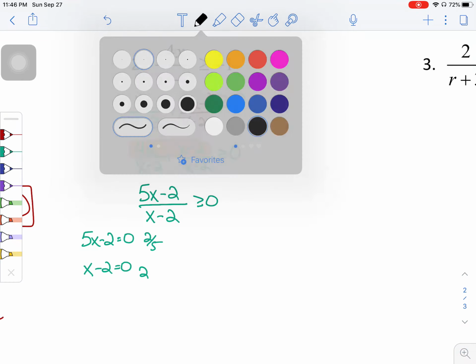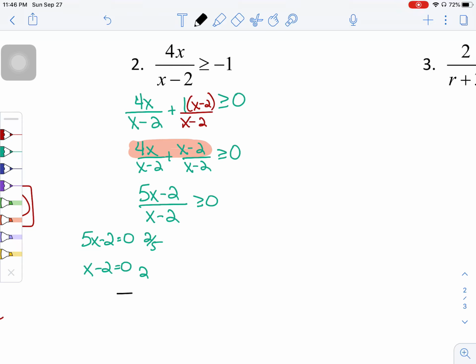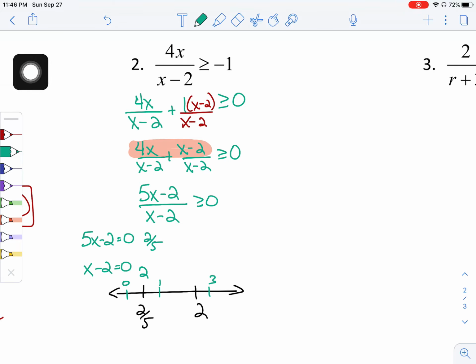Okay. So on my number line, I'm going to have 2/5, and I'm going to have 2. You could definitely test 0. I test 0, I test 1 there, and I test 3. All right. So if I test 0, that would be 0 over negative 2, so that's 0. 0 is greater than or equal to negative 1. That is a true statement. 0 is greater than or equal to negative 1. Okay. So we can shade all the way up to our critical value here.